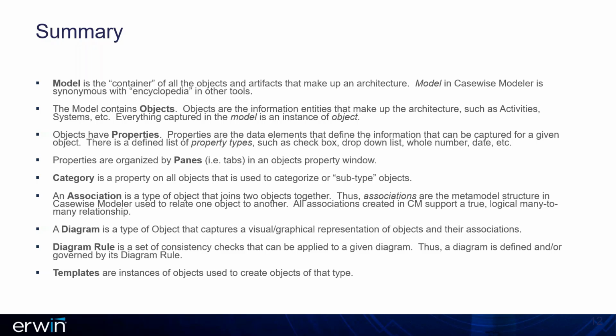An association lets you relate things to one another, and diagrams are ruled by diagram rules. So a diagram rule is something that sets the consistency checks for a diagram, as well as the types of things that can be done on that diagram and the type of relationships that can be made on that diagram. And templates are an instance of objects used to create objects of that type, and diagram templates are probably the most common type of template you will use within Irwin EA BP.